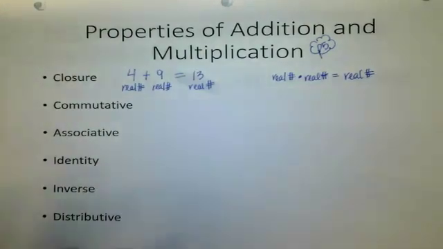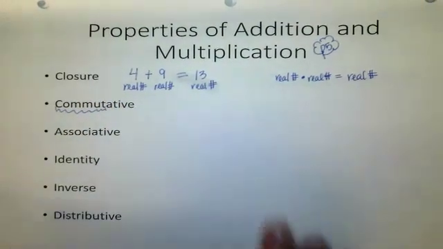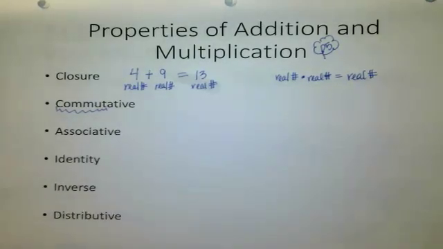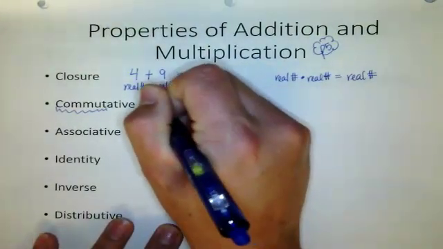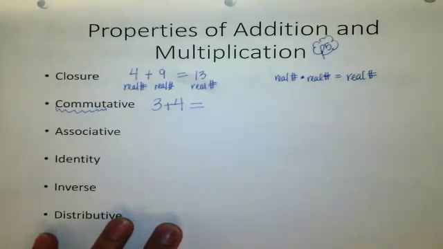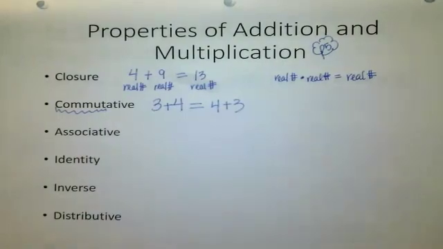The commutative property. I like to think about the root of the word commute. Commute, like when I commute from home to work and work to home. I go the same distance, no matter which direction I go. So that's what I think about with the commutative property. As an example, 3 plus 4 is the same as 4 plus 3. We get the same results even if we add them in a different order.